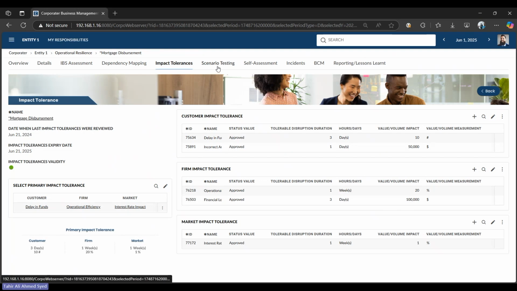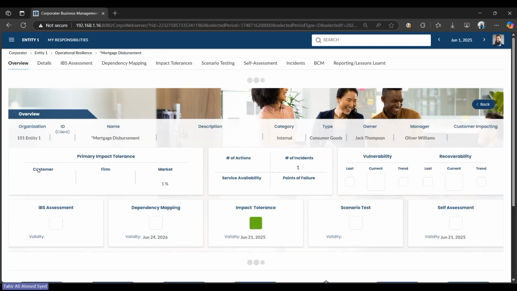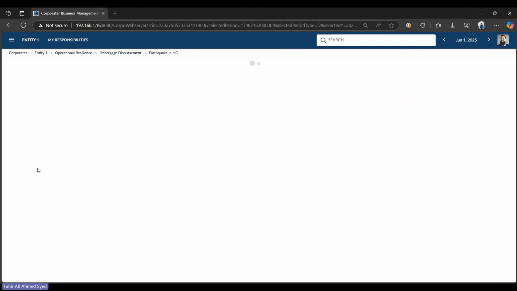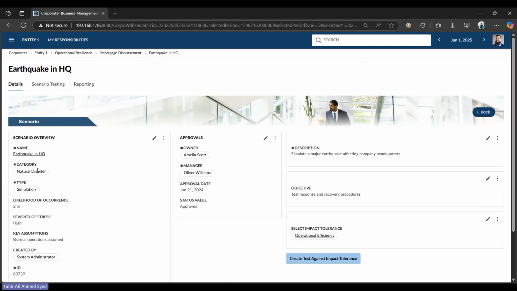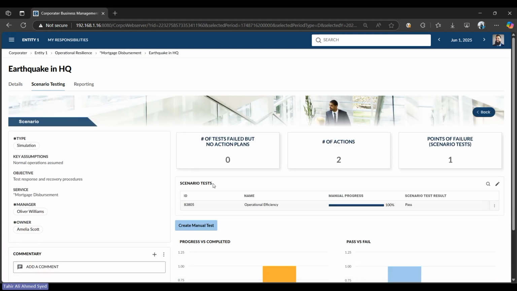And of course, why are we doing all this? So that we have all the data points necessary. And in the end of the day, we want to be able to perform some kind of a scenario or a stress test or just a proactive test, just like how you would do an exercise in your business continuity plans. Similarly, you would want to perform a scenario test on a particular service. So Corporator allows you to perform multiple scenario tests. And within each scenario test, you can have multiple scenarios that you can test, right?